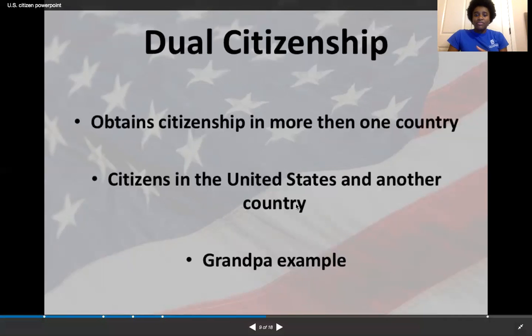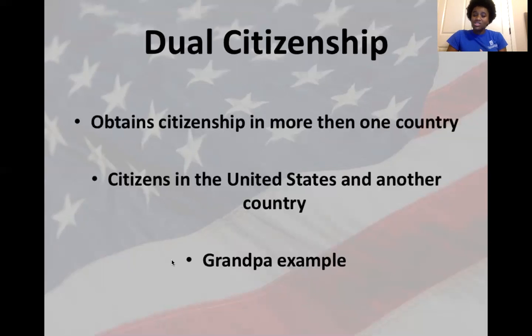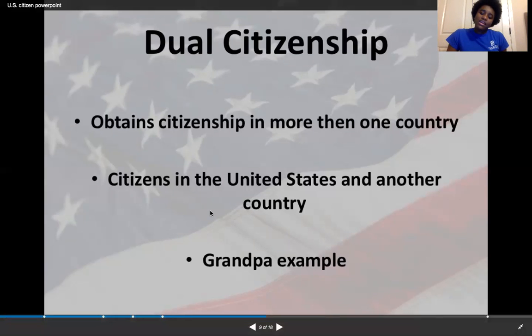So citizenship through a parent means that at least one person is a U.S. citizen. Then we have dual citizenship, which is obtaining citizenship in more than one country. So I can have citizenship here, Italy, somewhere else, just like that. Citizenship in the United States and another country, just like I said.